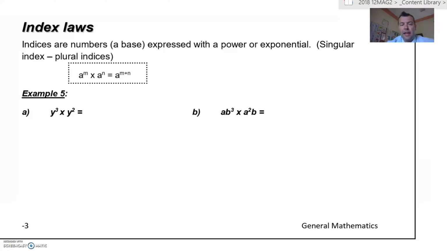Index laws today, and again this is not work that you haven't seen before. This should be revision. So, first of all, we are multiplying some terms together. We can't always add and subtract terms, not unless they're like terms, that's what we were looking at earlier on, but when we're multiplying we can always combine them together.